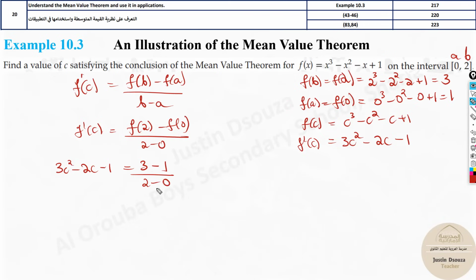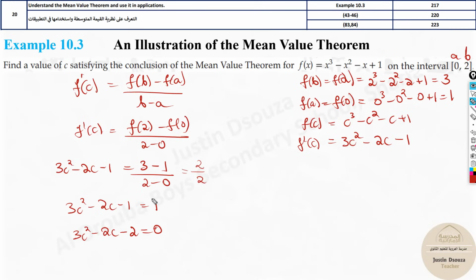2 minus 0. Now we will simplify. 3c squared minus 2c minus 1 is equal to 3 minus 2 is 2 by 2. So what's the answer? It's 1. Let's take this 1 to the other side. It will be 3c squared minus 2c minus 1, minus 1 is minus 2. This goes to the other side, becomes minus 1 here. That is equal to 0.